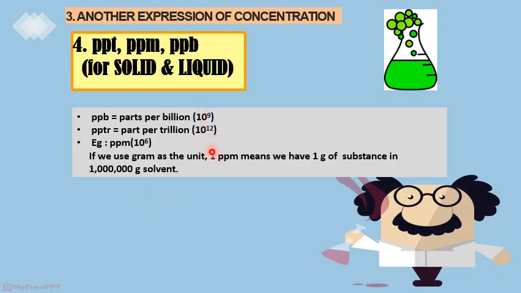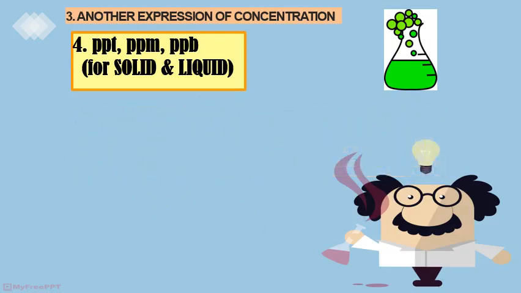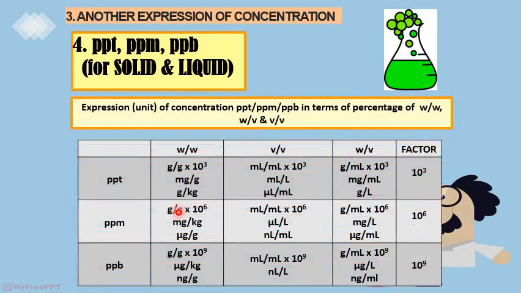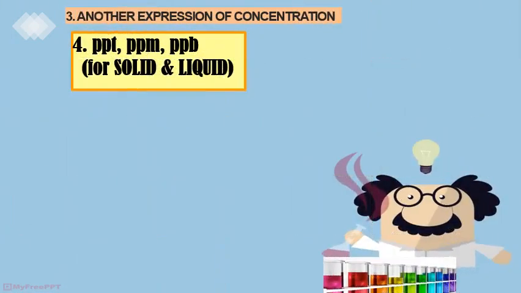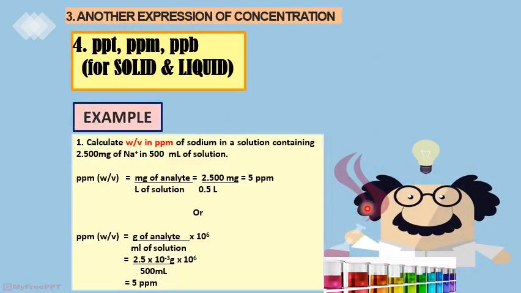We use factors. In the table here, when it is weight per volume, you may use gram per ml times 10 power of 3, or milligram per milliliter, or gram per liter. So this is ppm, weight per volume. If you use milligram per liter, or you may use gram per milliliter, when you use milligram per liter, you don't have to use the factors.